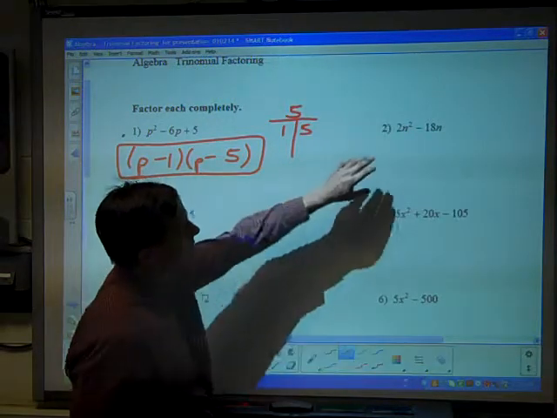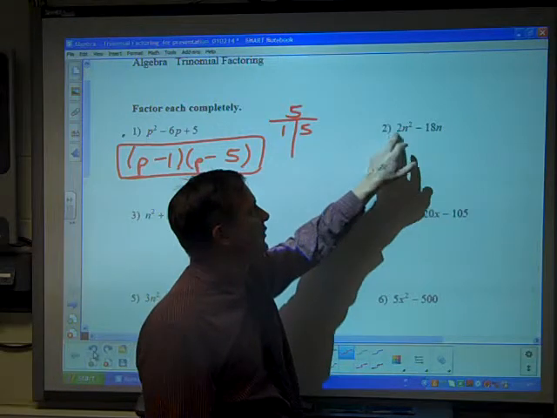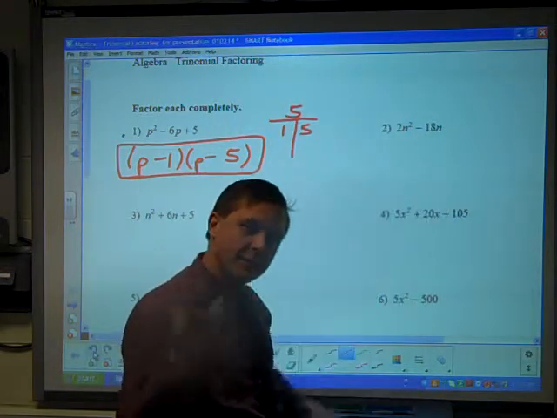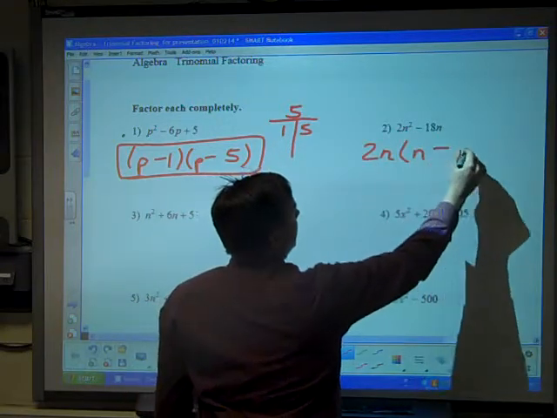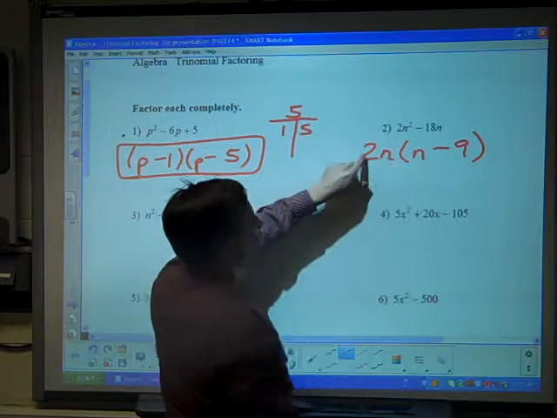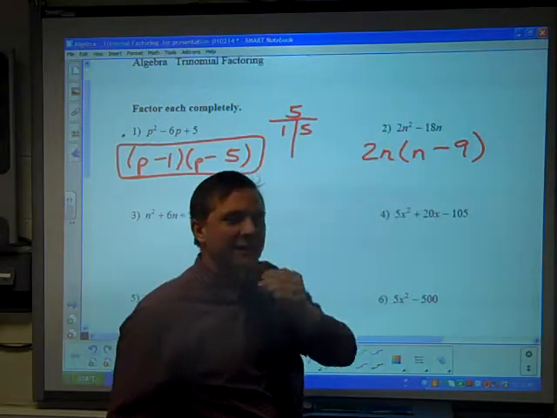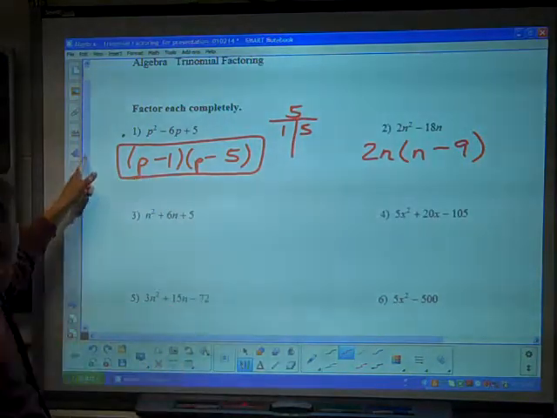On the next one, now, it's only 2 terms, it's not a trinomial. So we look, is there anything common? There's a 2 and an 18, so 2 is common. N squared and n, so an n is common. So just pull out the 2n. And again, check whether distributing 2n against your binomial creates the product of 2n squared minus 18n. It does, so that's all there is to it.